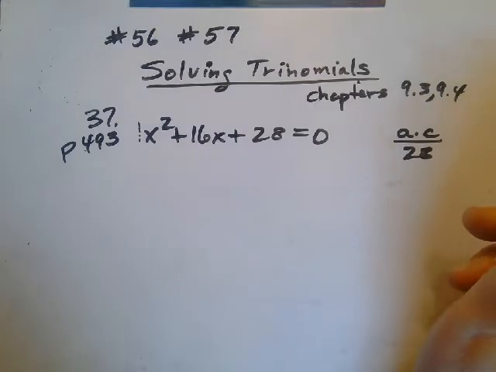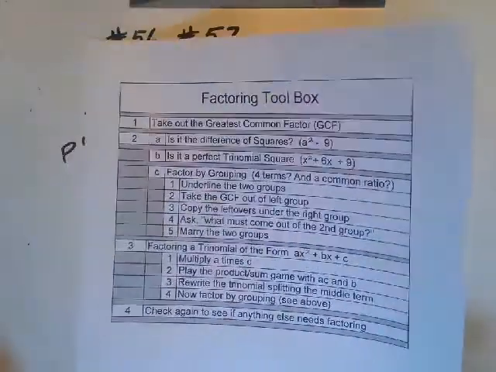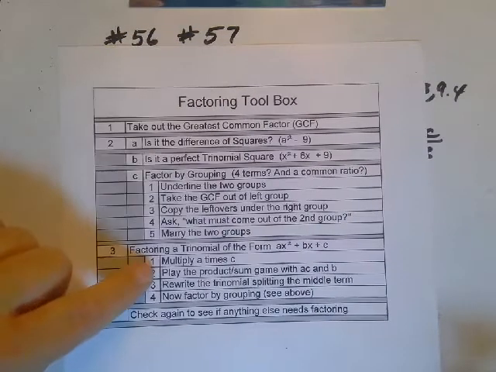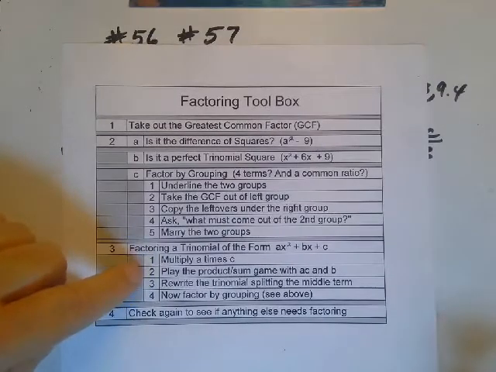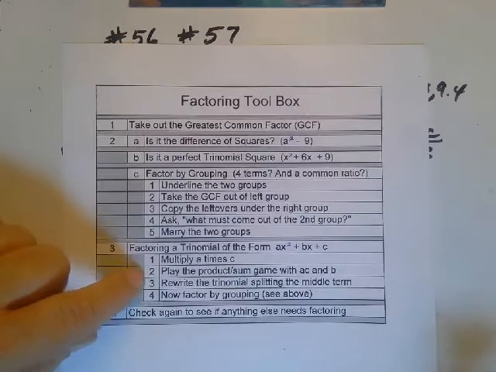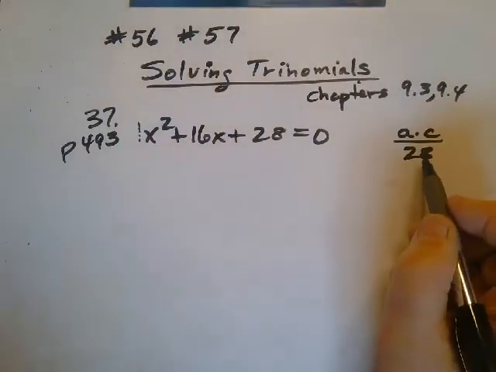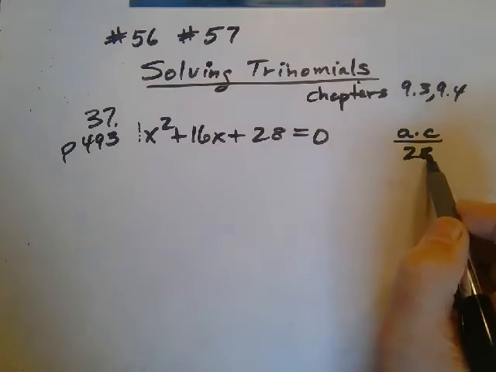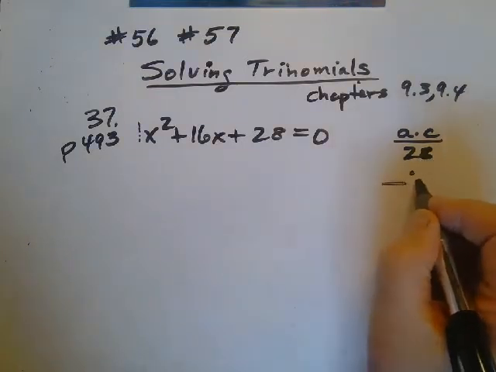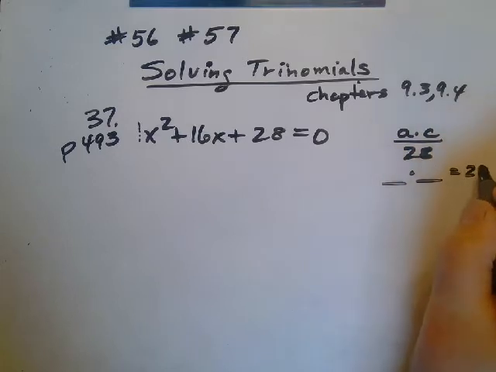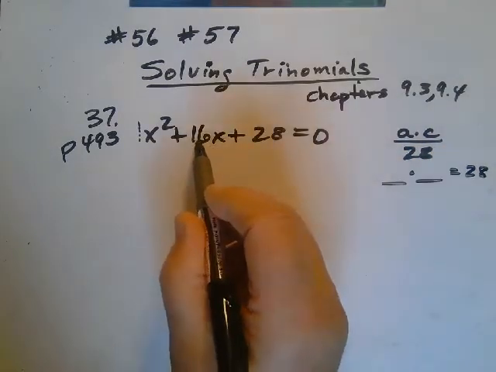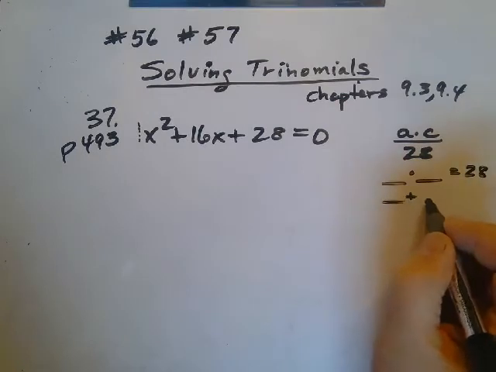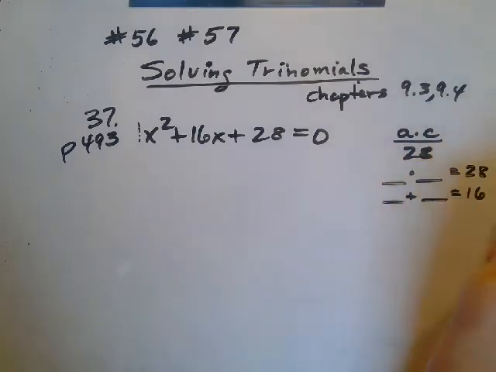Now you can follow along on your factoring toolbox. Here's where we're at right here. We're factoring a trinomial, multiplying a times c. Now we're going to play the product sum game with this AC and b. Their product is 28, so I multiply them together to get 28, and I add them together. Their sum is 16. What would two numbers have to be? It's a little puzzle, right?